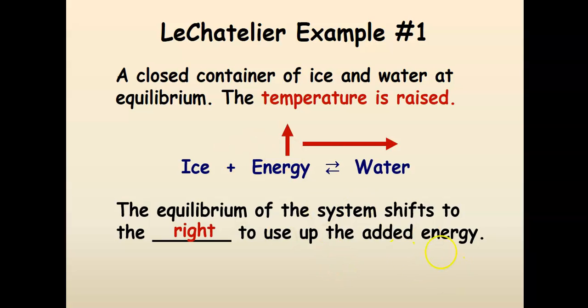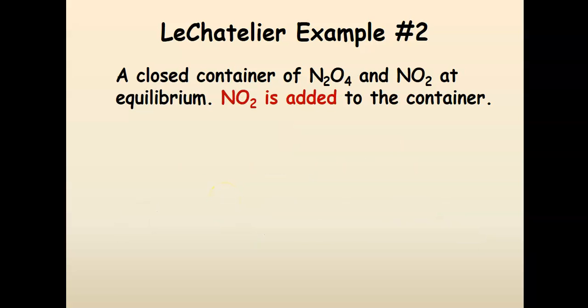Because remember I said when you add anything to this side, equilibrium shifts towards the other side, just like the ruler has to move to give more length to the other side. So that means this side was at a disadvantage when you added energy. Supposing the energy was taken away, the equilibrium would have gone back to the left. Alright, that's example 1. Let's look at number 2.